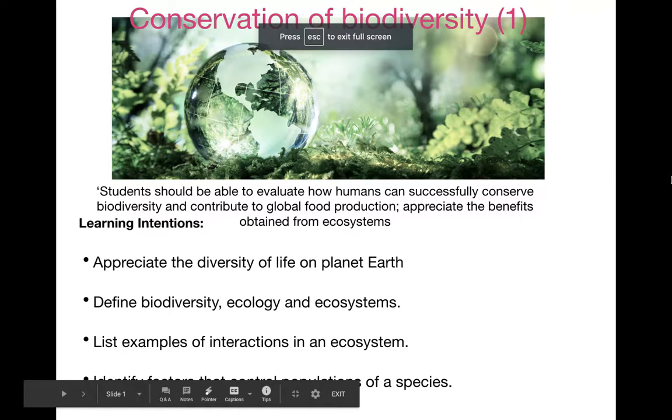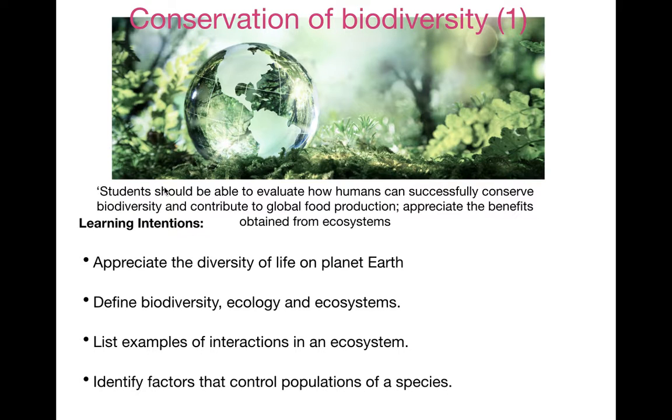Okay, guys, we're continuing with conservation of biodiversity today. Here is the Junior Cert learning outcome that you're supposed to have achieved by the end of this chapter. We are going to look at evaluating how humans can successfully conserve biodiversity, contribute to global food production, and then talk about the benefits from those ecosystems. We kind of talked about benefits already.